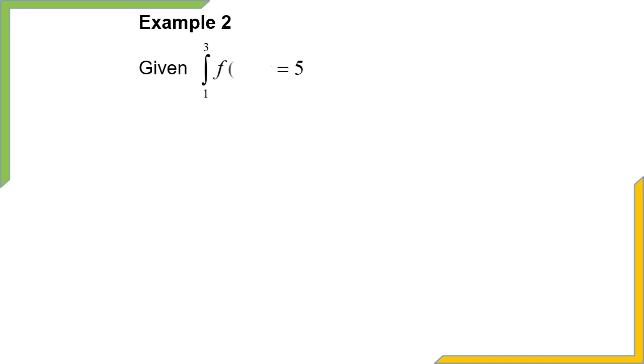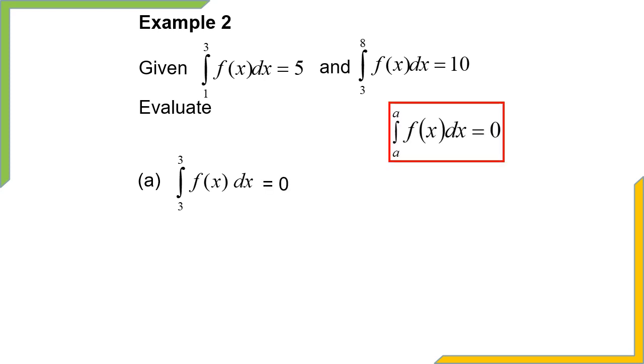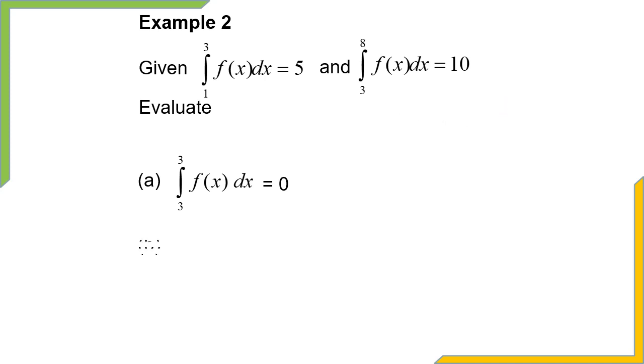So example 2. Given the function f(x), the integration of f(x) from 1 to 3 is equal to 5, and the integration of f(x) from 3 to 8 is equal to 10. Now, evaluate the integration of f(x) from 3 to 3. We didn't move anywhere, so it is equivalent to 0. Just directly use the properties.